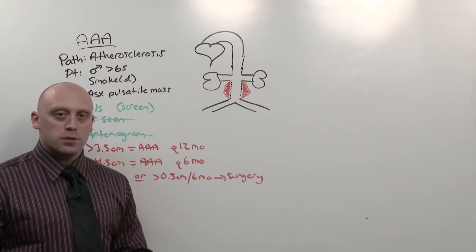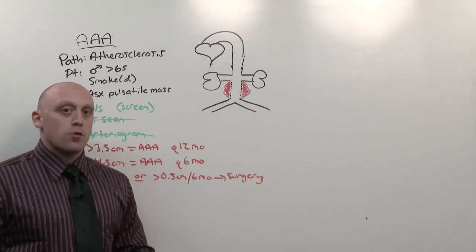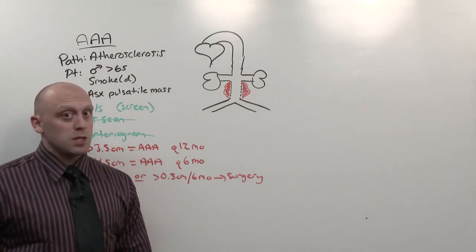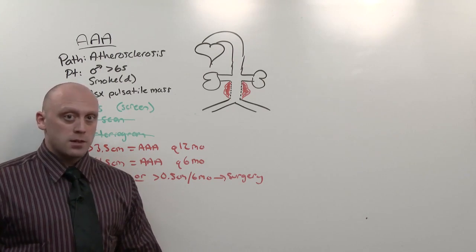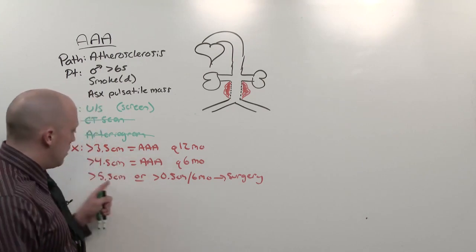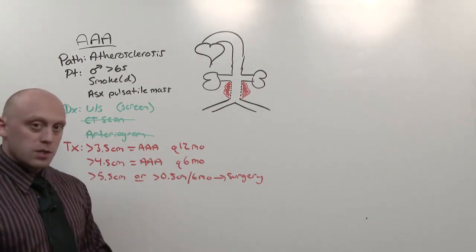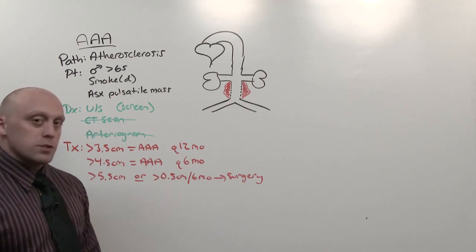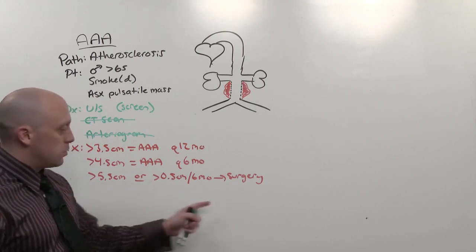3.5 for the diagnosis, screen every year. 4.5 pretty big, screen every 6 months. If it gets really big or it's growing fast, cut it out. 5.5, 0.5, those are the numbers you need to know. They're all 5s, 5.5 and 0.5. Those are the numbers you need to know to go to surgery.